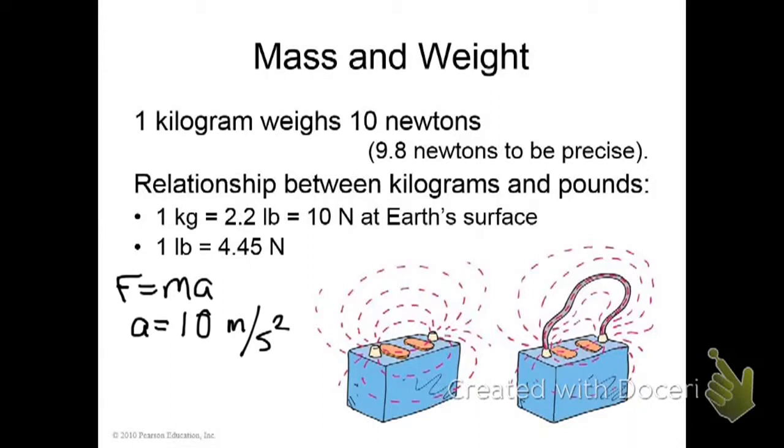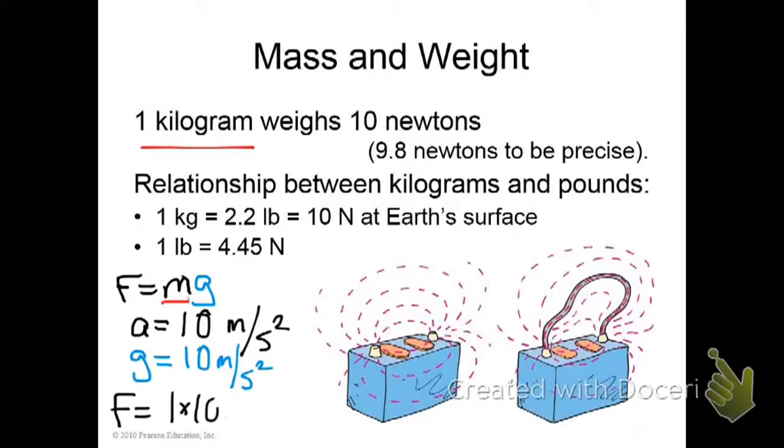Remember, weight is the force on an object due to gravity, and we've learned that the acceleration of an object in free fall is 10 meters per second squared. The object changes speed by 10 meters a second per second. We often write the acceleration due to gravity using the letter g. So g equals 10 meters per second squared. Now we want to know the object's weight. You just multiply the mass times the acceleration. 1 kilogram is the mass, the acceleration is g, and you get 10 newtons. So a 1 kilogram object weighs about 10 newtons.